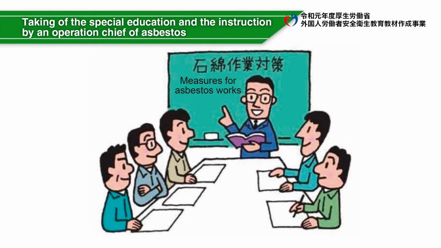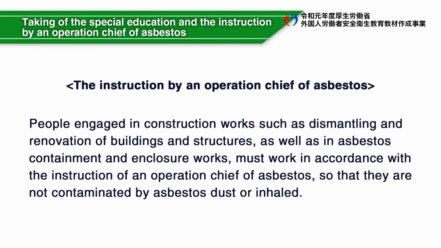People engaged in construction works such as demolition and renovation of buildings and structures, or asbestos containment and enclosure works, must have the special education on the harm of asbestos and use of protective equipment. They must work in accordance with the instruction of an operation chief of asbestos, so that they are not contaminated by asbestos dust or inhaled.